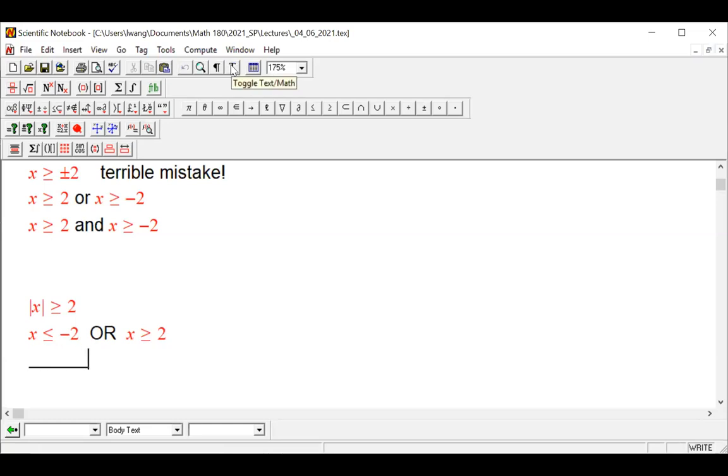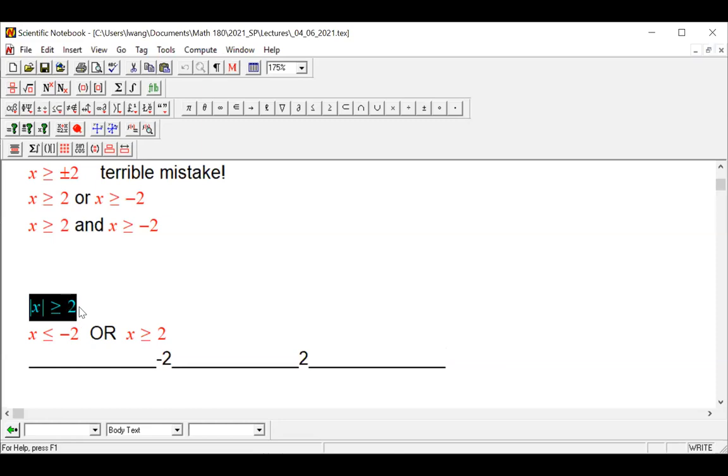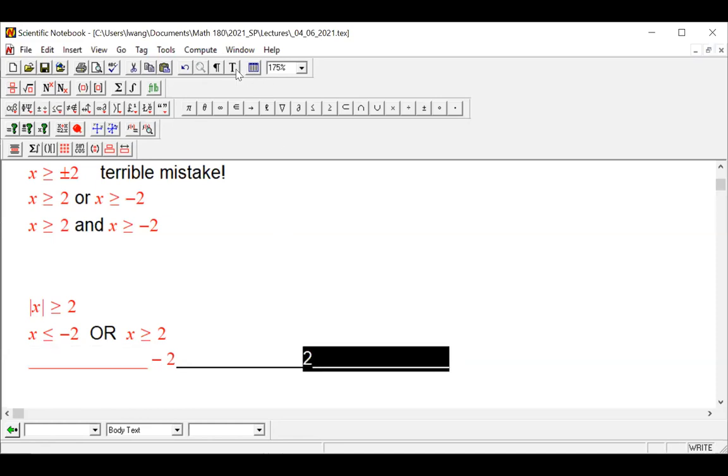So this is -2, +2, right? When the absolute value of x is greater than or equal to 2, that means this is the answer and that is the answer. Yeah, on the number line, these are the answers, correct? They're in red. Okay, that's what it means.